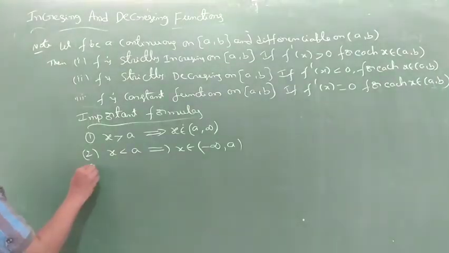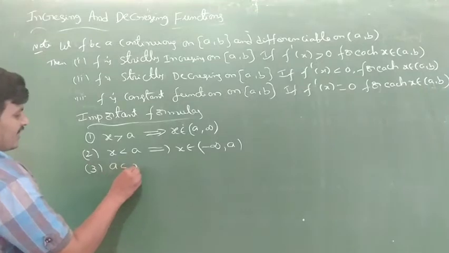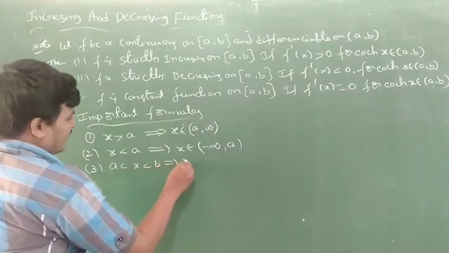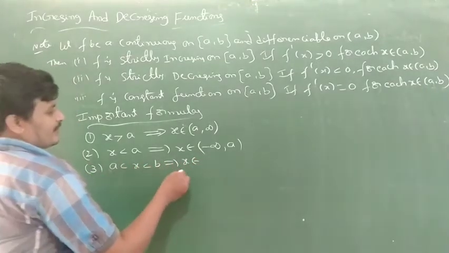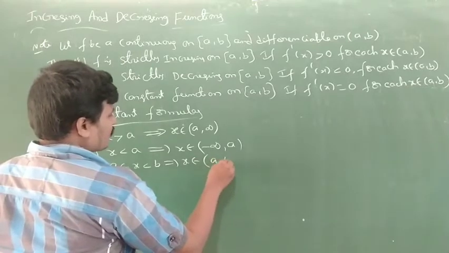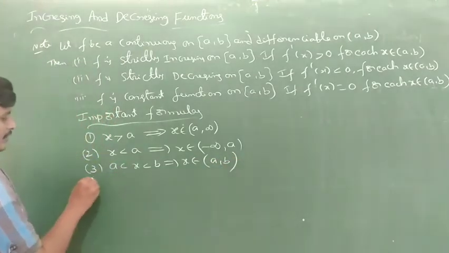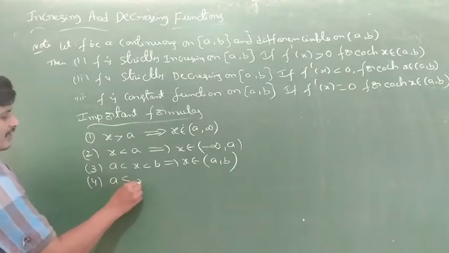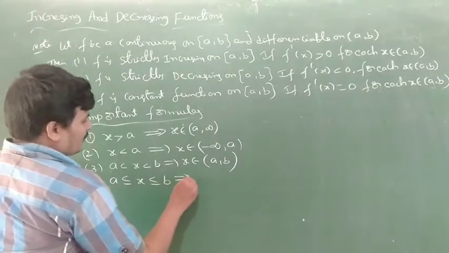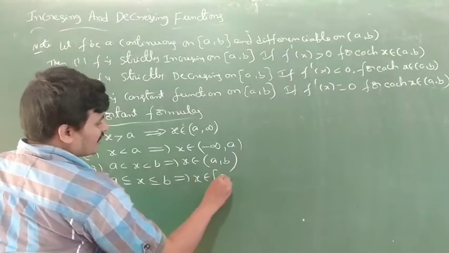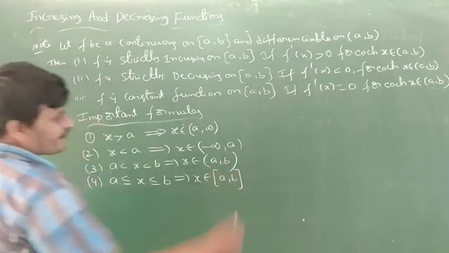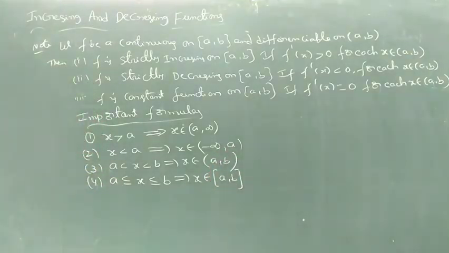Next, a less than x less than b, that implies all are less than, so it means open interval. X belongs to open interval a comma b. A less than or equal to x less than or equal to b means x belongs to closed interval a comma b.